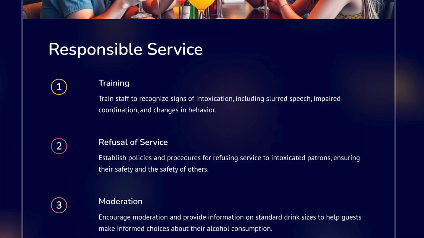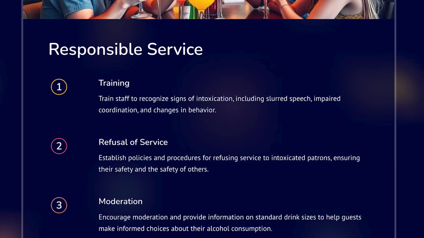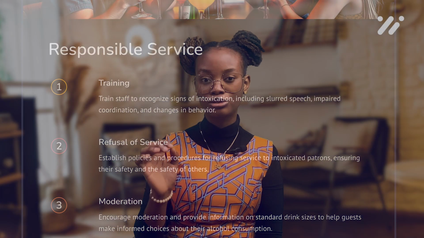Train staff to recognize signs of intoxication and implement policies for refusing service to intoxicated patrons. Encourage moderation and provide information on standard drink sizes to help guests make informed choices.